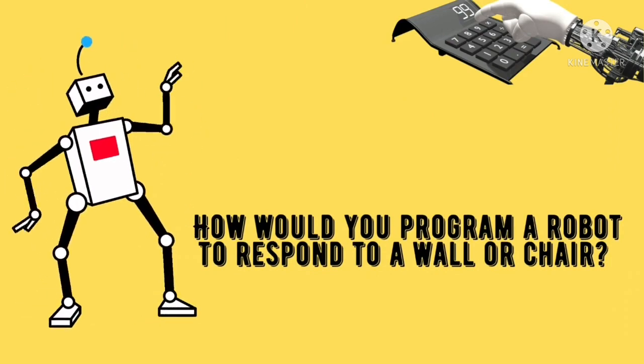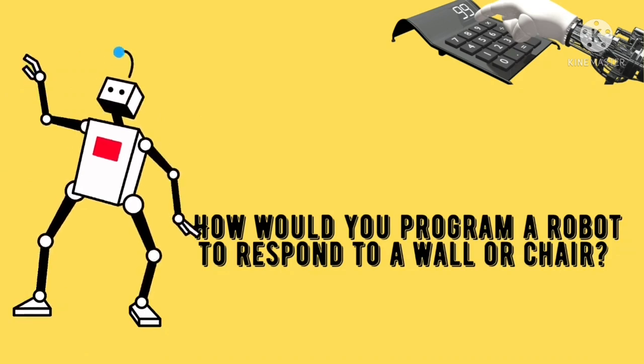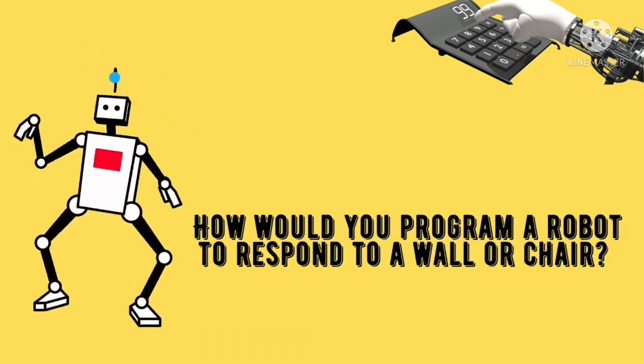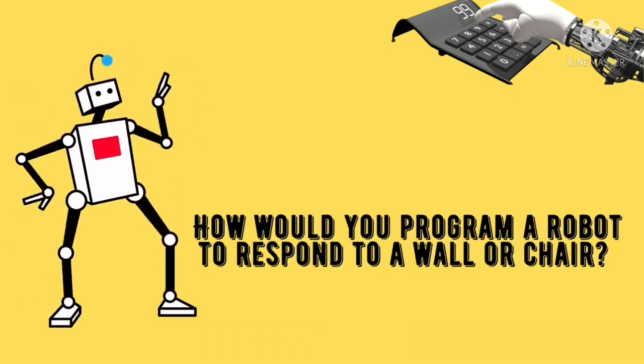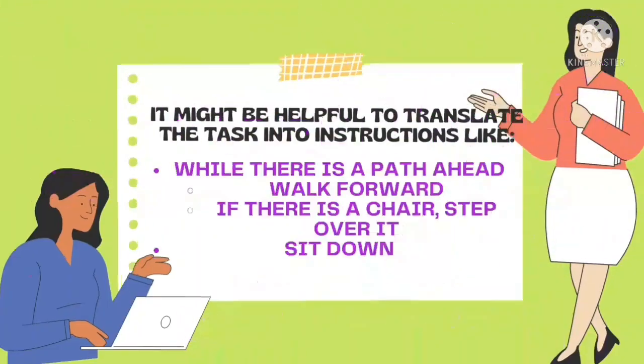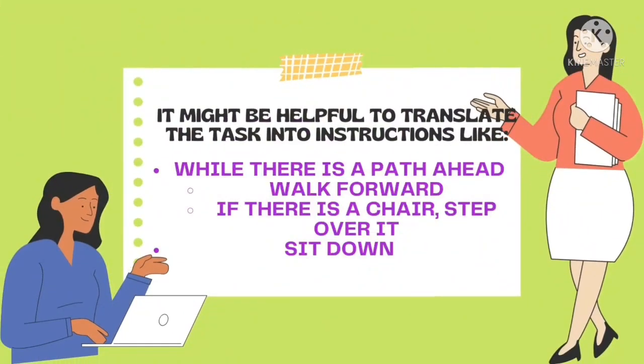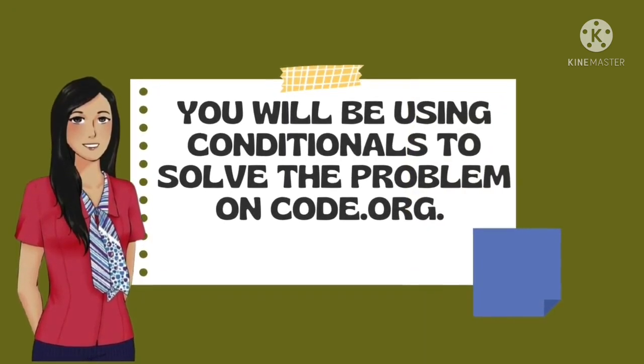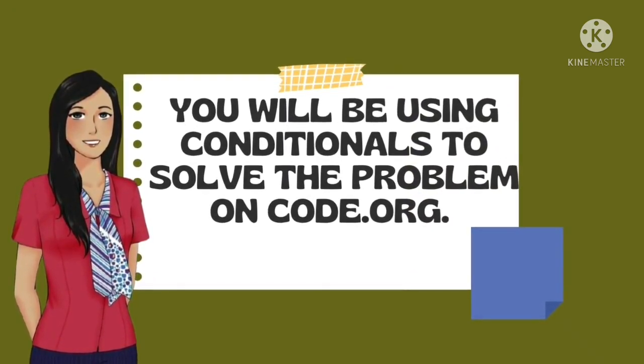You cannot simply say step over chair unless you know there's a chair, and you will not always know there's a chair. So it might be helpful to translate the task into instructions like, while there's a path ahead, walk forward. If there's a chair, step over it. Sit down. This is a more specific instruction for the robot. It is a conditional statement. So remember, in code.org, we are going to be using conditionals to solve the problems there.